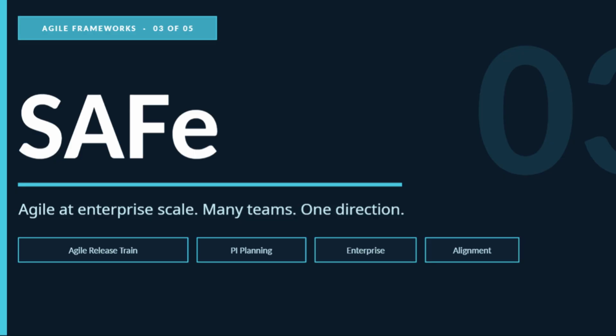Let's see the third framework: SAFe, Scaled Agile Framework. What happens when Agile needs to scale across 5 teams, 20 teams, or maybe a 500 people department? That's where SAFe comes in. SAFe organizes multiple agile teams into what's called an agile release train. So dozens of teams can work together towards a shared goal with aligned planning cycles called PI planning, or program increment planning.